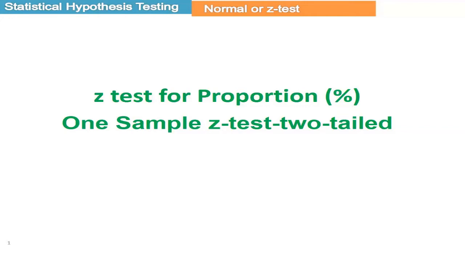Today we are going to learn the Z-test for proportion. One of the most important applications of the Z-test is for the test of proportion or percentage. We have to use the one-sample Z-test for proportion, and it will be a two-tail test. Let us see with an example.